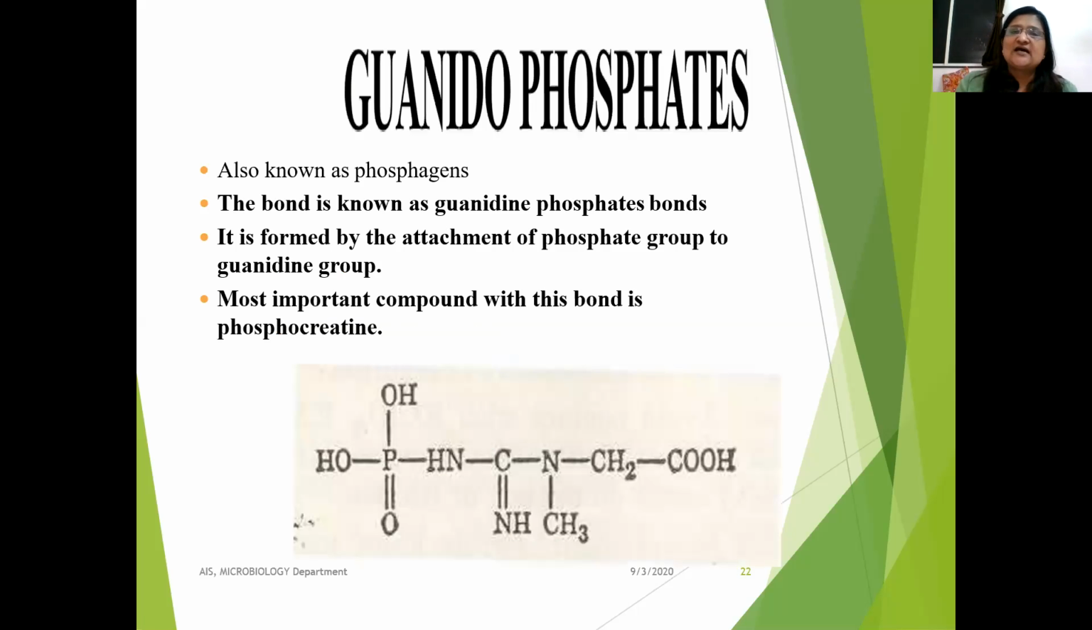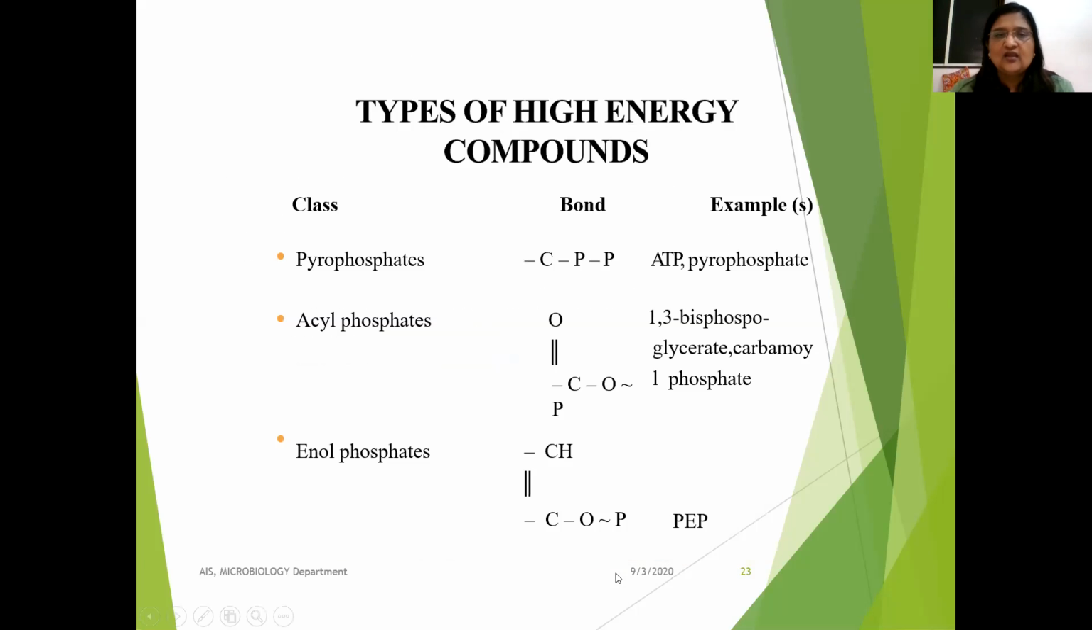Now the last one is phosphagens, also known as guanidine phosphate bonds, which are prepared by the attachment of a phosphate group to a guanidine nitrogen base. A well-known example of this class is phosphocreatine, and here you can see its structure. These are certain examples of different types of compounds. It is just a summary of what we have already learned.